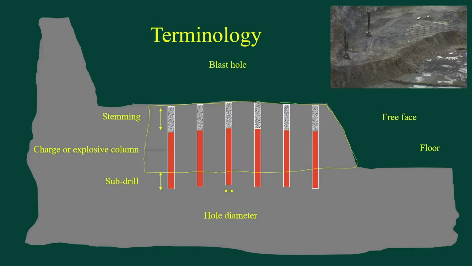This orange part is where the explosive will be charged, so that's our explosive column. And right at the top, this volume here will be filled with material which is called stemming. When we look at this one blast hole here, this is the hole diameter. And this face over here we generally describe as being a free face.